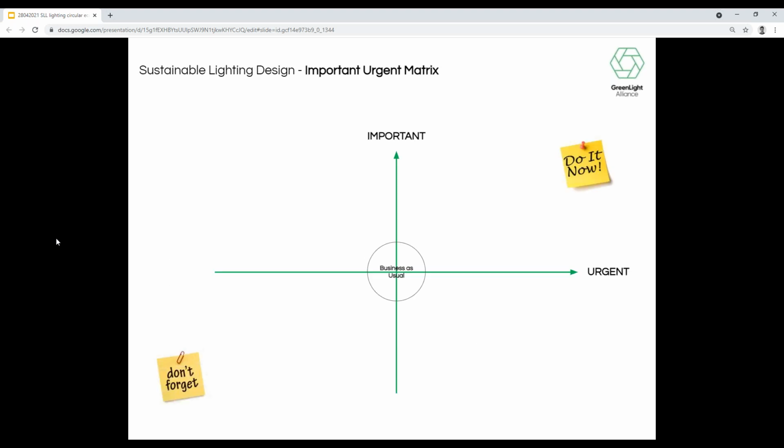So to do it a bit more visually, I've put together an important-urgent matrix where in the middle we have business as usual. It's been a tough year for everyone in the industry, or tough year and a bit, and we acknowledge that the things at the top of our list of important and urgent are reducing overall carbon emissions, and we're getting that message across the board from everyone.